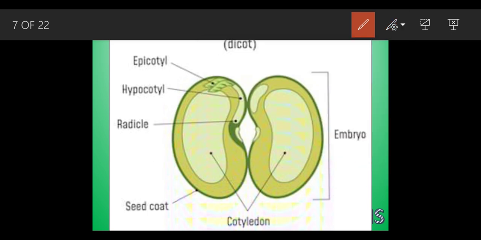Now as we can see out here, we can see the two thick cotyledons. This is one, this is two. These two thick cotyledons store the food. Here we can see one part, that is the radicle. There is one more part which lies below the radicle here. Suppose the naming is not present here, so I am going to write it myself. That is the plumule.